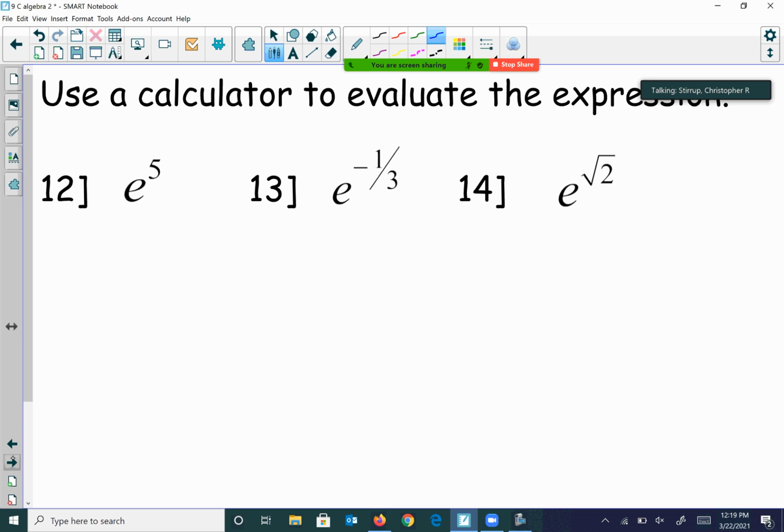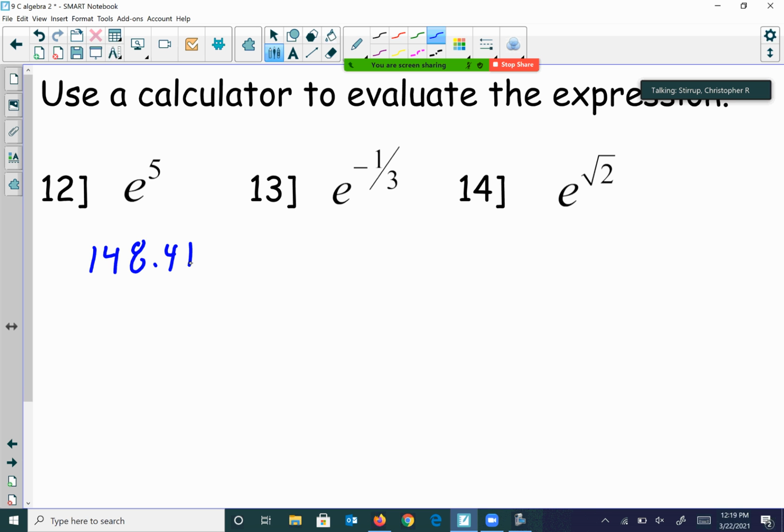All right, now they say, hey, let's use a calculator to solve these. So using the TI calculator, I'm just going to use this one. You find the E key. So I'm going to go second E to the 5th is going to give me 148.41. Okay, it keeps going, but 2 decimals is probably fine.